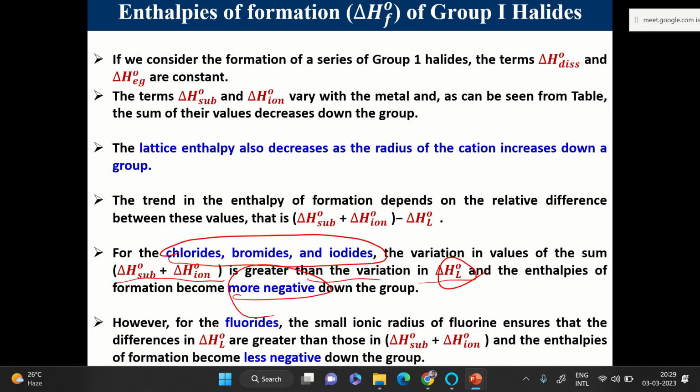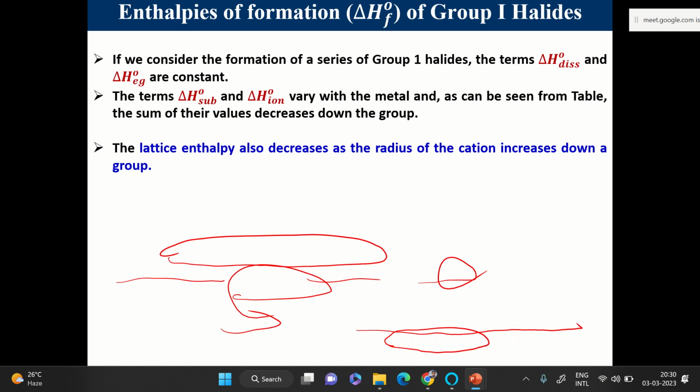But in the case of fluorides, the ionic radius of fluorine is much smaller, and the delta H sublimation, delta H ionization. So in this particular case, the decrease in the lattice enthalpy will be much more. So when we have fluorides, what is happening?